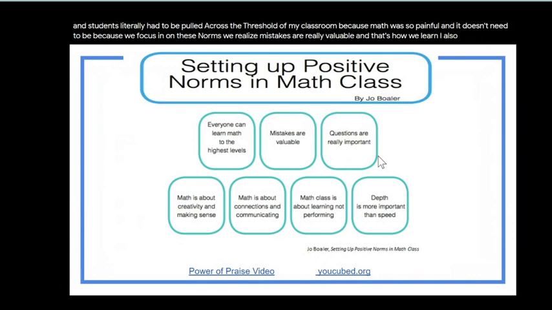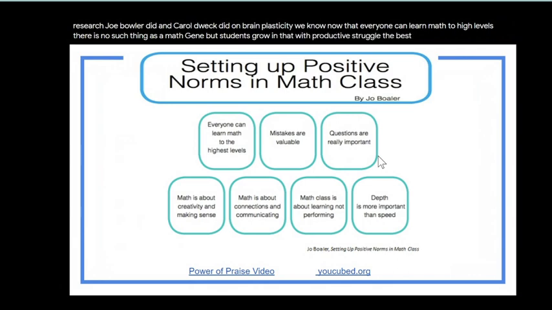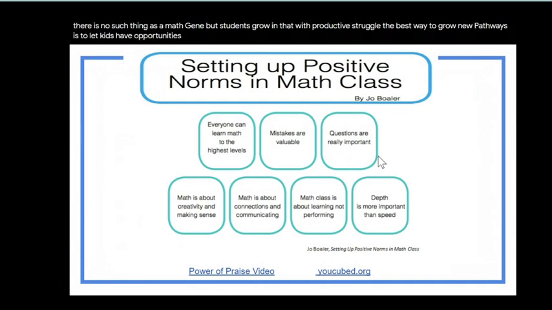I also think about the research Jo Boaler did and Carol Dweck did on brain plasticity. We know now that everyone can learn math to high levels. There is no such thing as a math gene, but students grow in that with productive struggle. The best way to grow new pathways is to let kids have opportunities to productively struggle and give them the scaffolds and the tools to help them move forward.